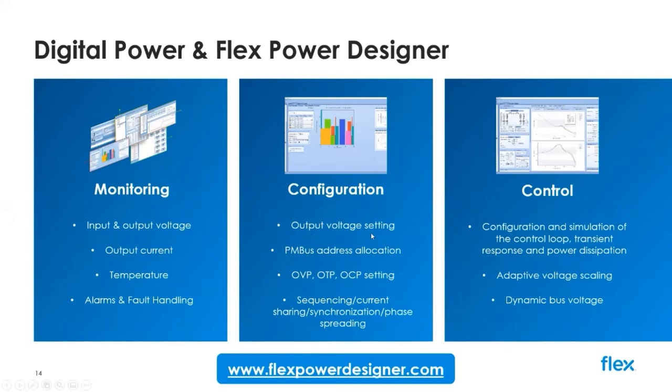Taking it to the next step, you can actually adjust the output voltage setting, so you can do all sorts of configuration on the modules. You can address or set the PMBus addresses. You can set all the different protection features: over voltage, over temperature, over current. And if you've got multiple modules, you can do things like sequencing, current sharing, and synchronization, etc. Final stage here, really to the nth degree, is the full control, where you can do both configuration and simulation of the control loop.